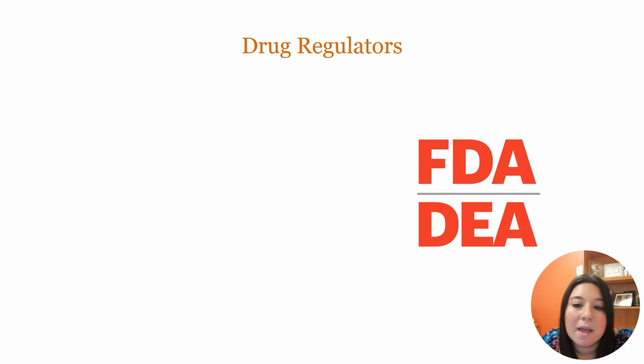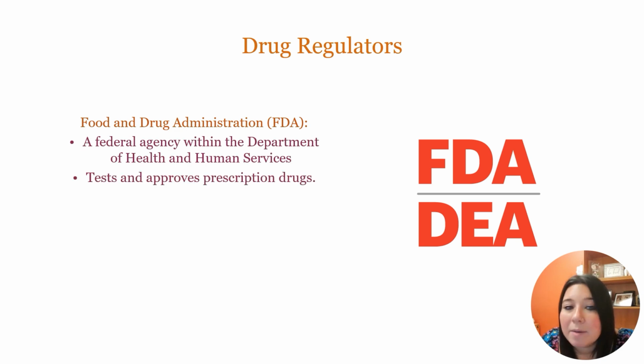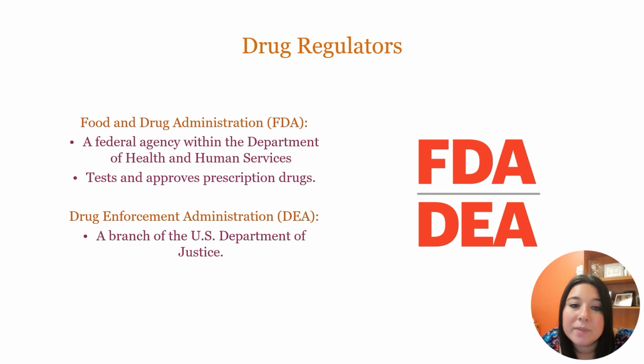Next, we'll talk about drug regulators. So the FDA, the Food and Drug Administration, is the main drug regulator in the United States. They are within the Department of Health and Human Services. They test and approve prescription drugs. There's also the DEA, the Drug Enforcement Administration, which is a branch of the U.S. Department of Justice, and they regulate the sale and use of drugs.